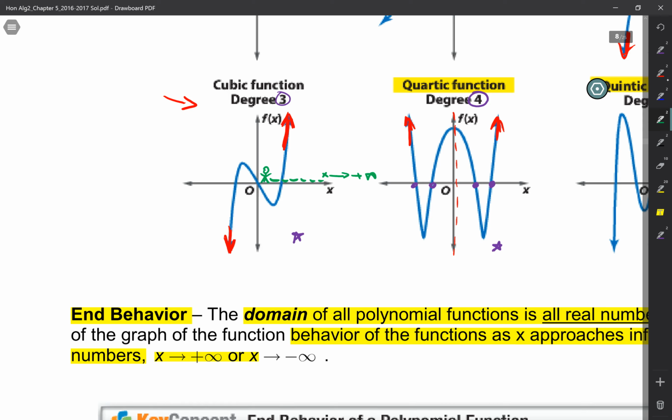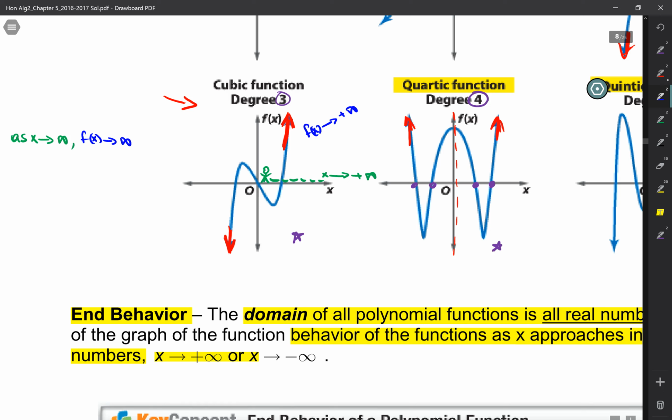So as x approaches positive infinity, f of x is the graph. Is f of x going up or down? Up. So we say f of x is also approaching positive infinity. All right? So we say as x approaches infinity, f of x approaches infinity.